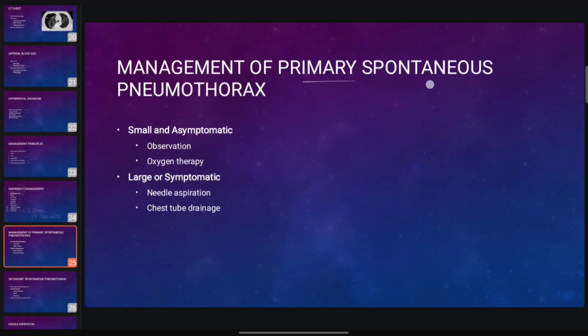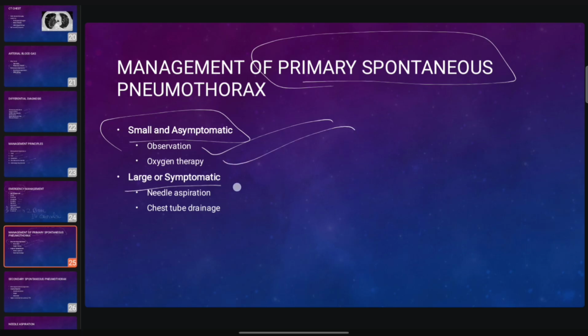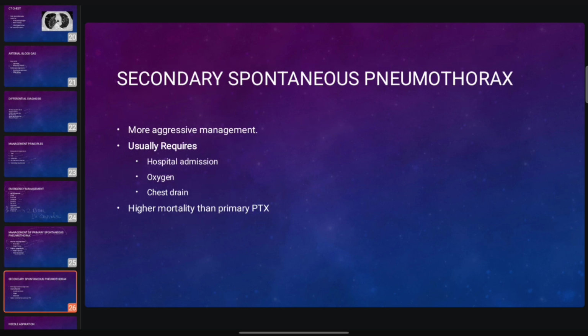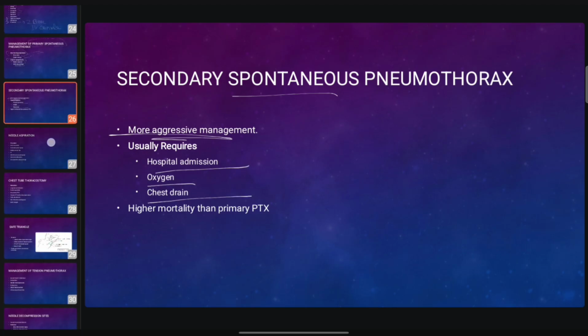In the management of primary spontaneous pneumothorax, in which there is no underlying pathology or underlying disease, if it is small and asymptomatic and the patient is vitally stable, then it's only observation and oxygen therapy. If it is large, symptomatic, and the patient is not vitally stable, then we go for needle aspiration or chest tube drainage. In secondary spontaneous pneumothorax, there is an underlying pathology, and more aggressive management is required. Usually hospital admission, oxygen, chest drains, and high mortality.